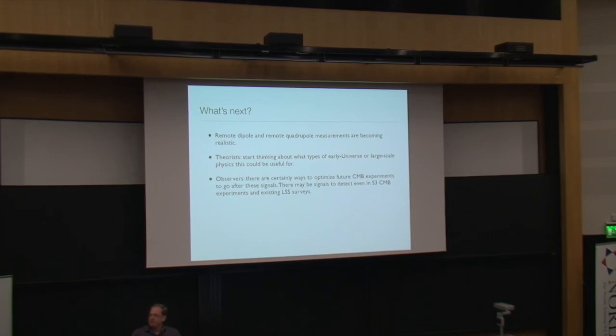Okay, so what's next? I think these are becoming realistic, at least for what we envision for the future of the CMB. So theorists, please start thinking about interesting things to do with this. Observers, please start thinking about how to measure it. And it'd be really interesting. I mean, this would be a new window on ultra-large scales that it's really hard to get at in basically any other affordable way.